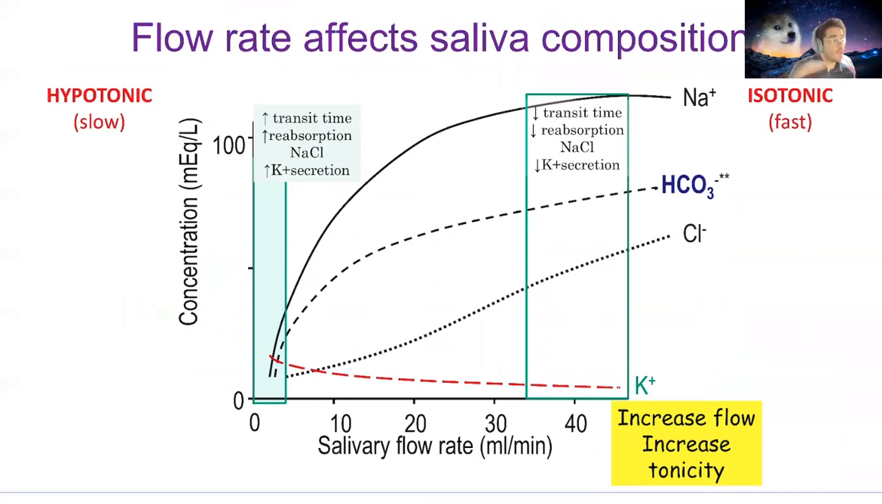When you're doing a whole bunch of salivary secretion, and it's very quick, right? Read your x-axis. You can see how fast it's going, right? Milliliters per minute. That's a whole bunch. So it's going to be more isotonic in nature. So increased flow, increased tonicity.